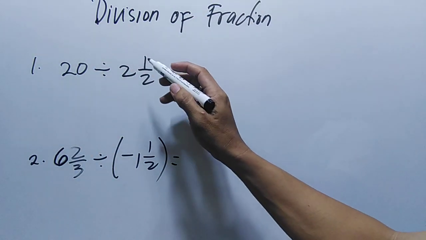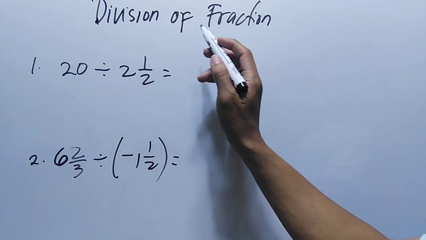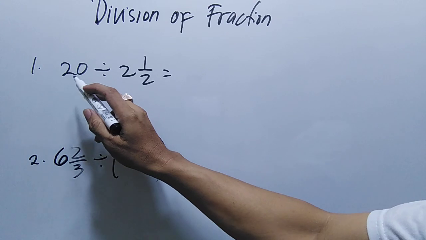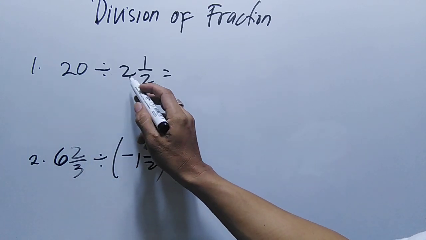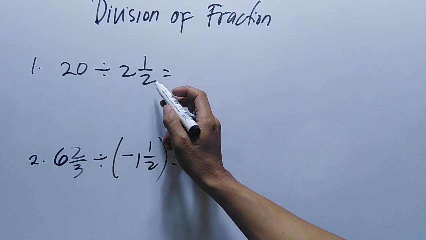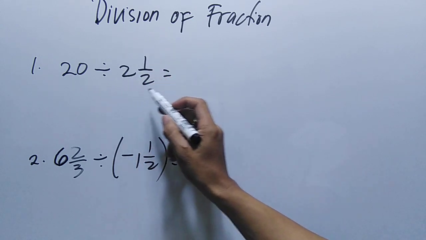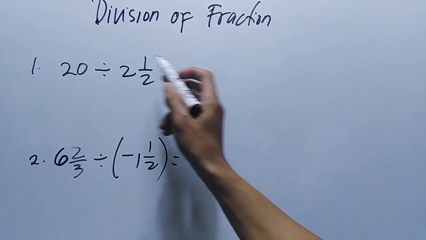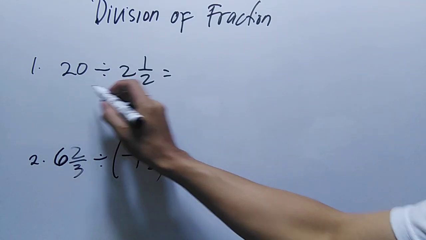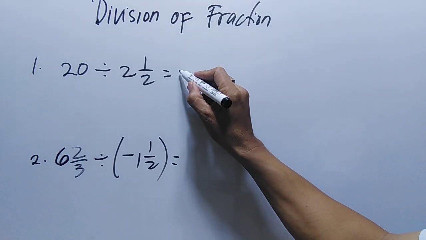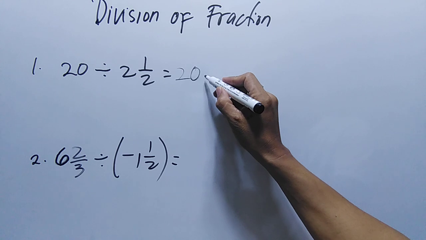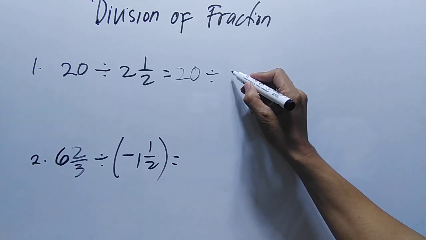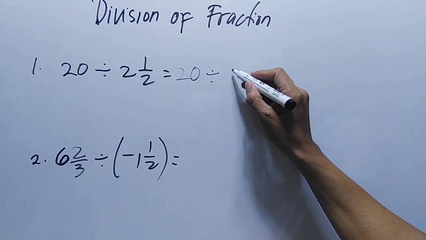So our topic is about division of fractions. Number 1, 20 divided by 2 and 1 half. So ang gagawin natin dito, we have to rename these mixed numbers into improper fractions. Okay? So first, we have to copy yung 20. Okay? Then divided by 2 and 1 half.